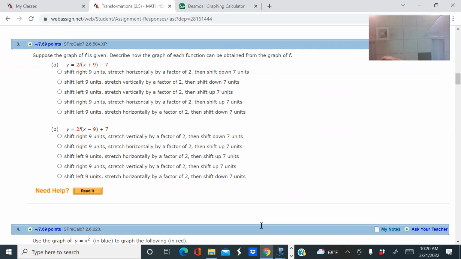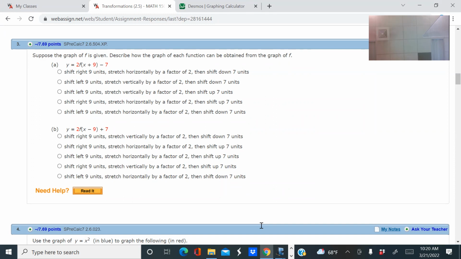So if you knew what the graph of f looked like, and you were asked to graph this new formula, 2 times f of x plus 9 minus 7, how could you graph that easily from the pre-existing graph of f, without having to go back through the whole process of applying transformations? How does the graph of this new formula compare to the graph of this imaginary graph of the original function f that we don't even know what it looks like?